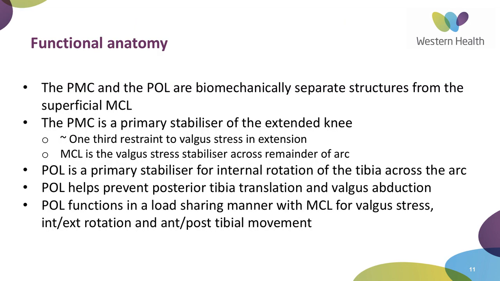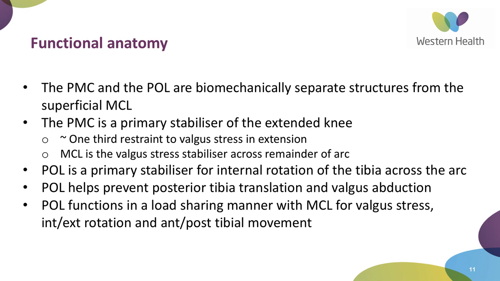Okay, so looking at the functional anatomy of these structures in the knee, what are they doing for us? The posteromedial corner and the posterior oblique ligament in particular are biomechanically separate structures from the superficial MCL, and the PMC is a primary stabilizer of the extended knee. It does the load-bearing position of the knee and gait, and it provides approximately one-third of the restraint to valgus stress of the knee in extension. In flexion, the PMC slackens and then the MCL takes over throughout that arc for valgus stress.